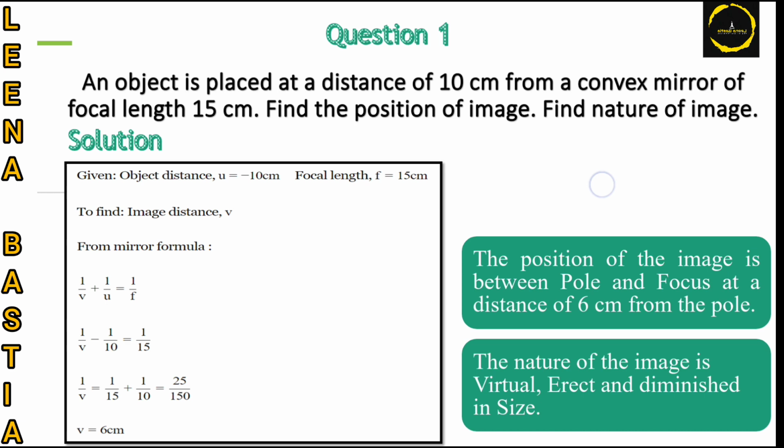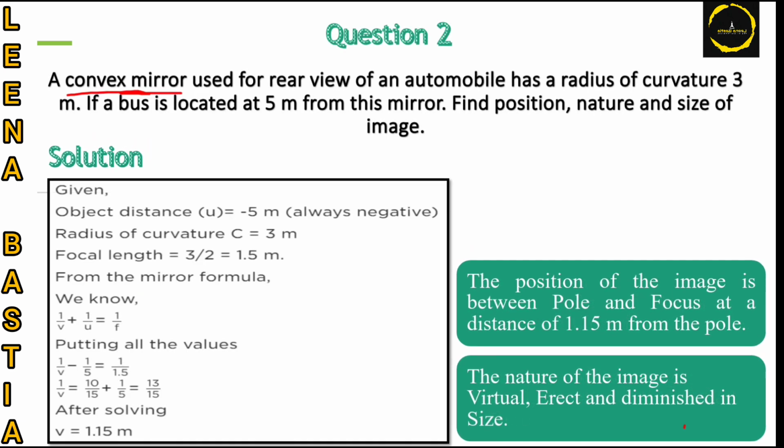Let us move to the next question. Question number 2. Again it is a question of convex mirror, right? So you have to just remember that a convex mirror used for rear view of an automobile has a radius of curvature 3 meter. Radius of curvature 3 meter means what? Your R is 3 meter. Now if the bus is located at 5 meter from this mirror, find the position, nature and size of the image.